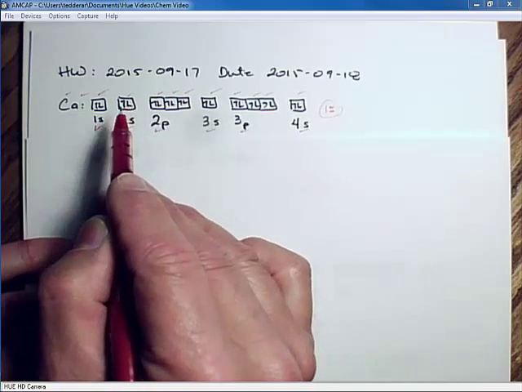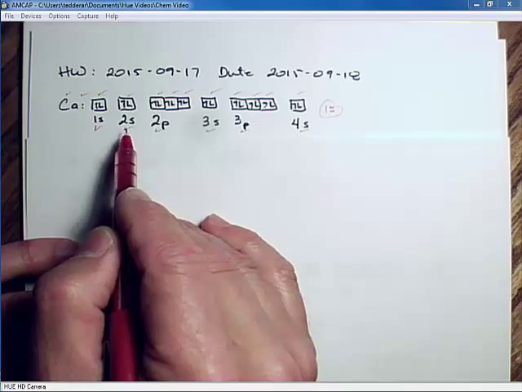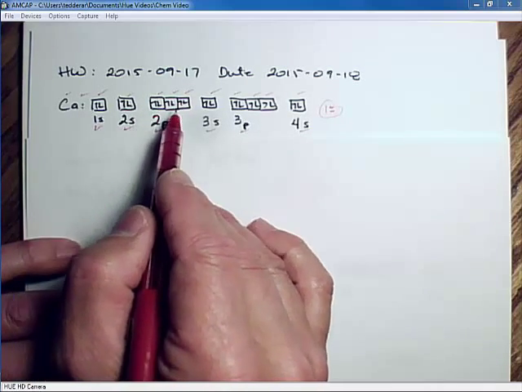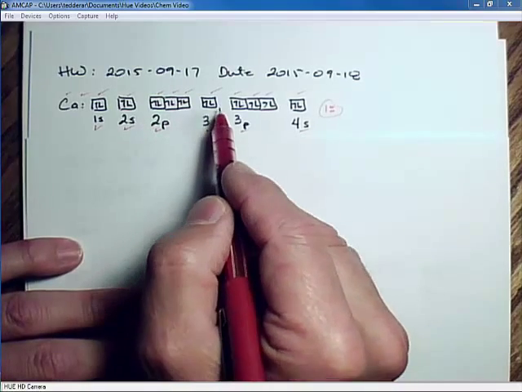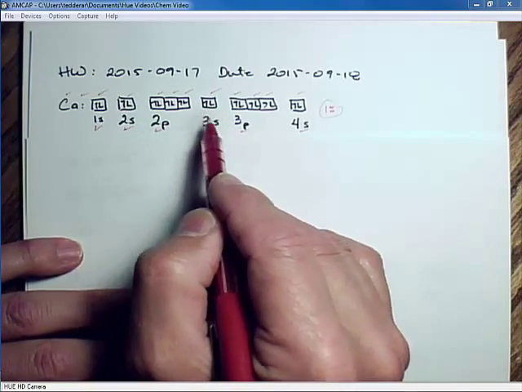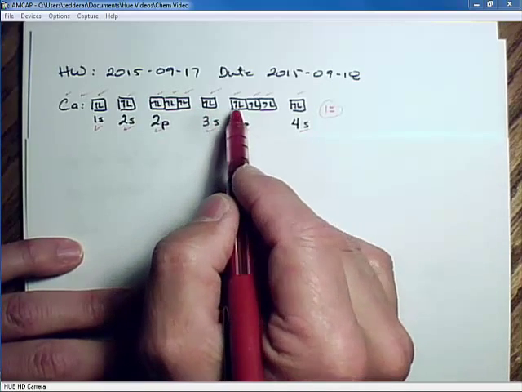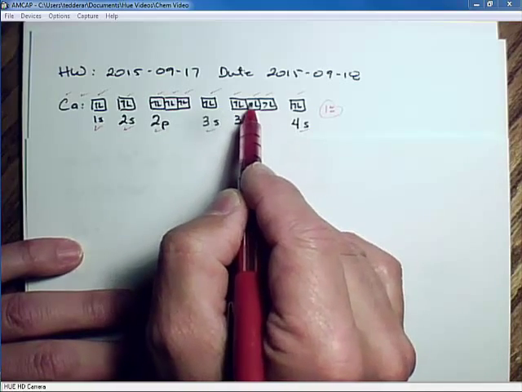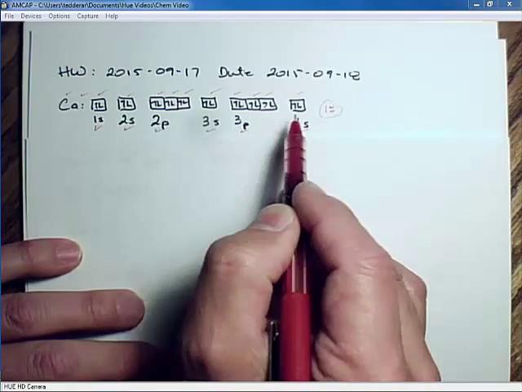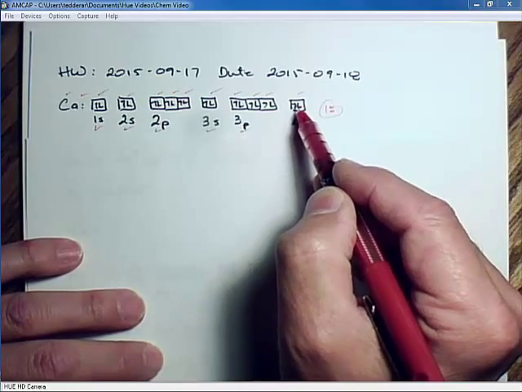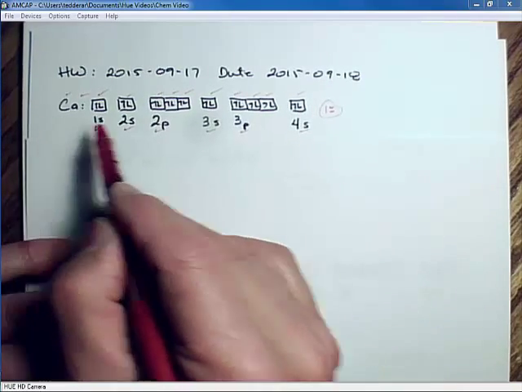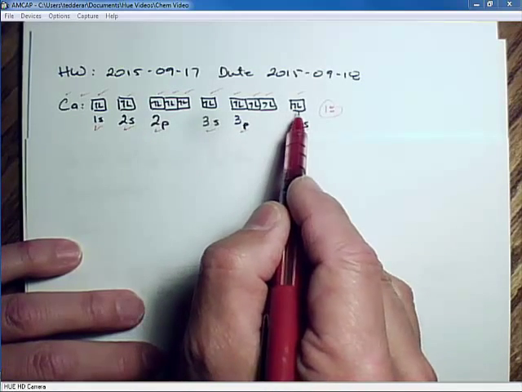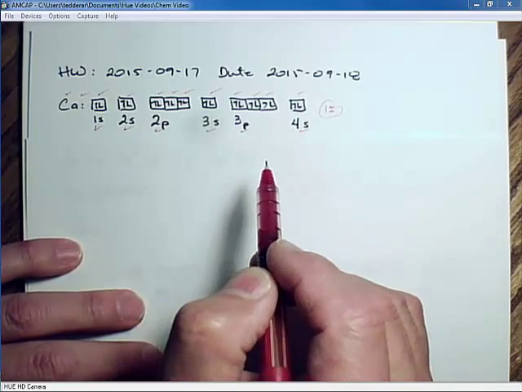The second box, same thing: box, arrows, orientation, labeled 2s. Then 3 boxes with all the arrows, correct orientation, labeled 2p. Then 3s, box, arrows, orientation of the arrows, 3s. 3 boxes in 3p. Okay, so you have correct orientation of the arrows, 3 boxes, labeled 3p, and then 4s, 1 box with 2 electrons, because calcium is in the 4th primary energy level, and it only has 2 electrons in that 4th level. Those are both going to be in s.